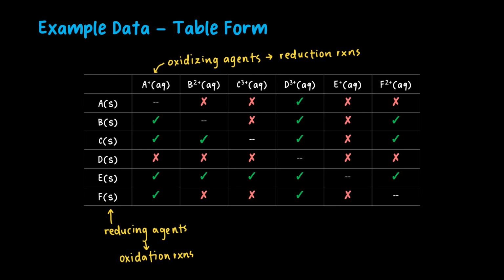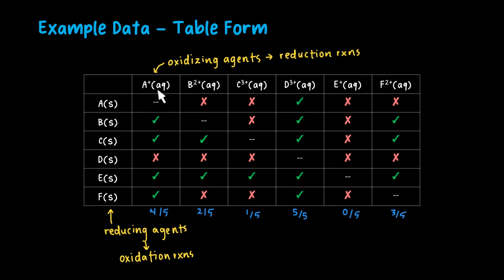So an easy way to tally or to organize our data is to take a tally of how many reactions have occurred. So A plus has undergone 4 reactions out of the 5 possible. B2 plus has undergone 2 of the 5 possible. C3 plus has undergone 1 of the 5 possible. D has undergone all 5. E has not reacted at all. And F2 plus has undergone 3.